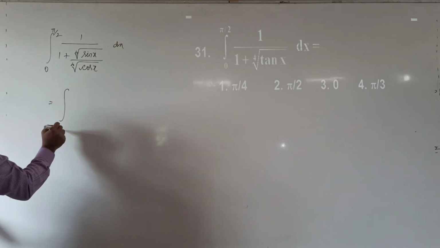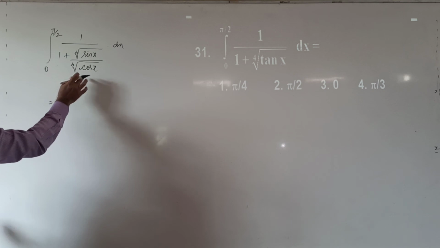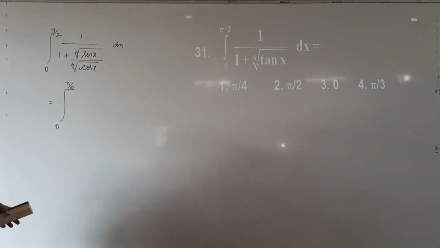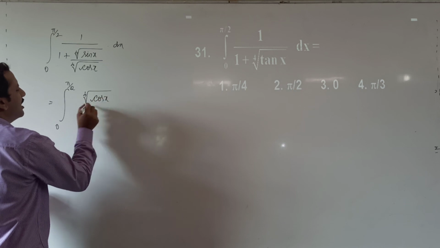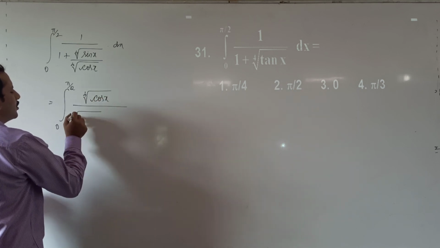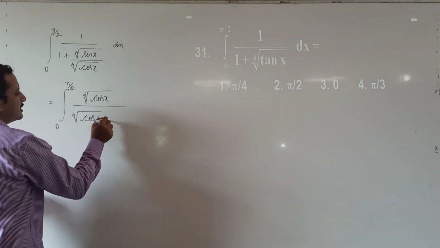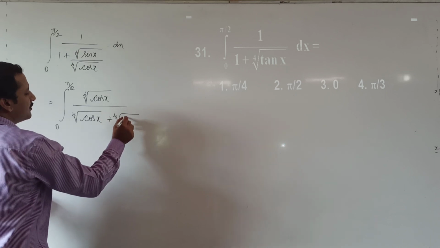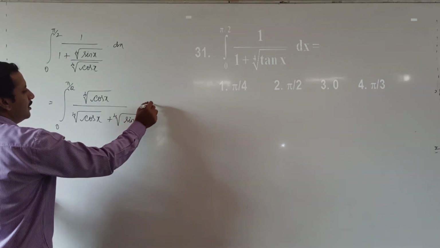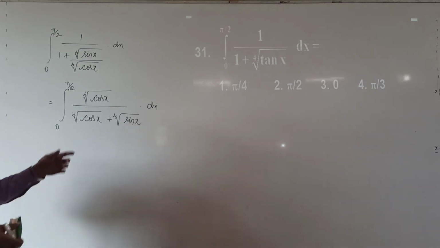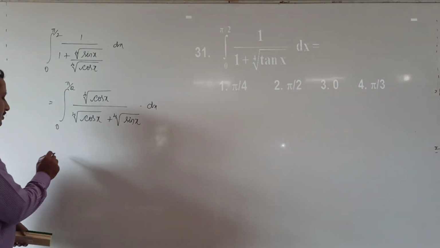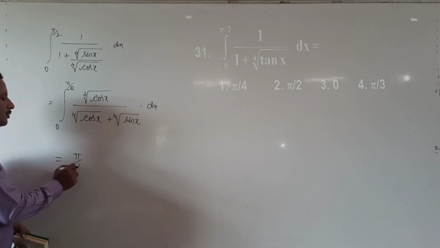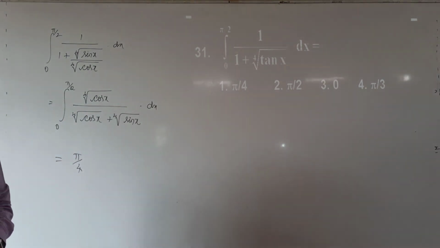That's equal to integral 0 to pi by 2. Take LCM here. 4th root of cos x is the LCM. We get 4th root of cos x divided by 4th root of cos x plus 4th root of sin x into dx. Integral from 0 to pi by 2. You know the formula. This is equal to pi by 4.